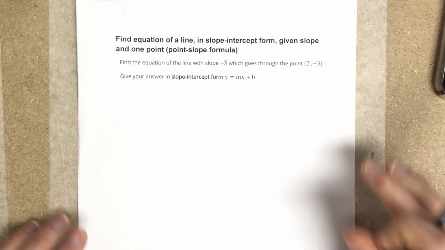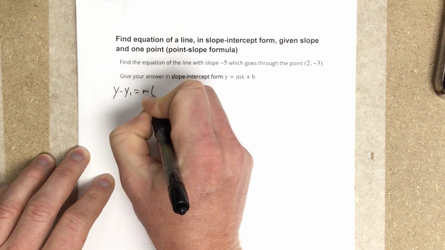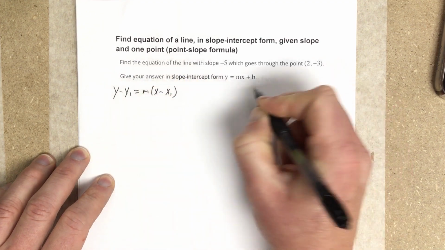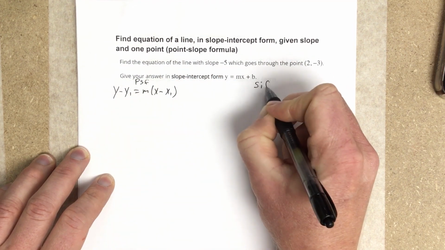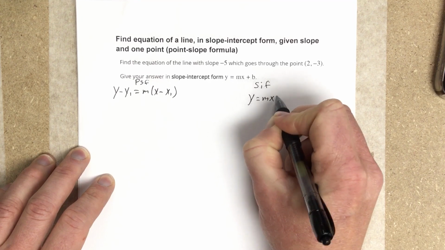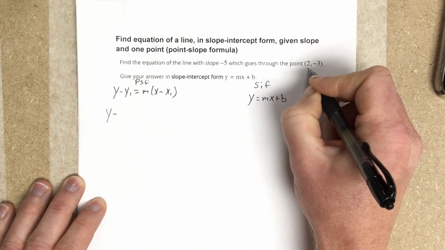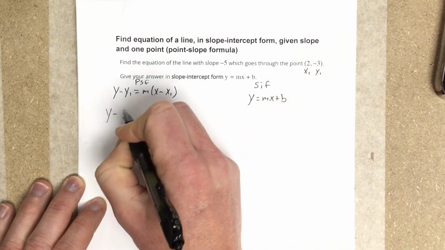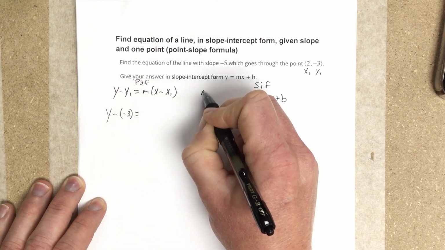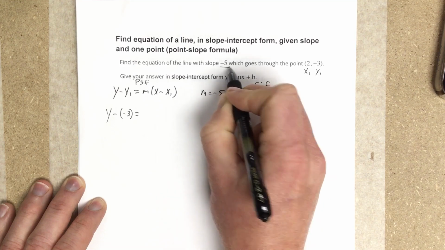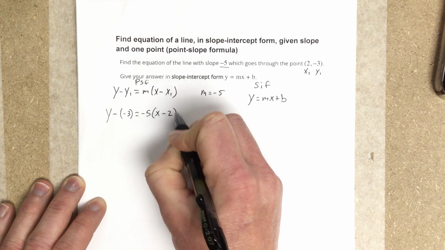So let's write these two things out. We've got point-slope form, y minus y1 equals m times x minus x1, that's PSF. Then we have SIF, which is y equals mx plus b. So we'd have y minus y1. We have x1 and y1 here for the coordinate. So y minus -3 is equal to the slope, which is -5, written right there, times x minus 2.